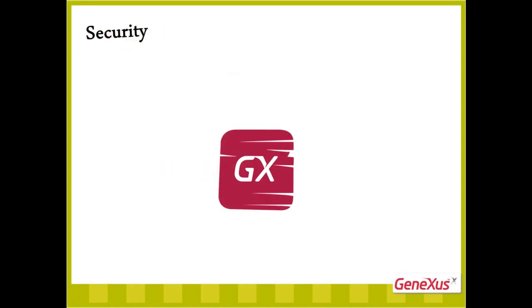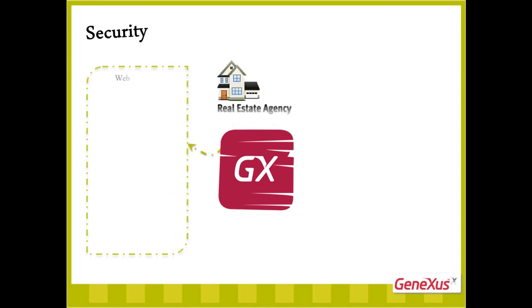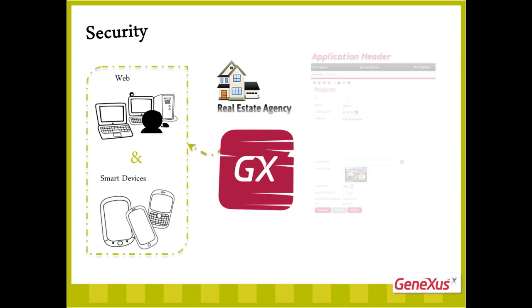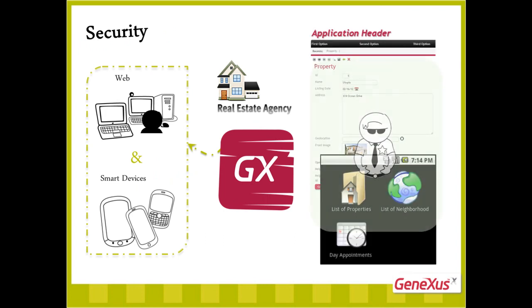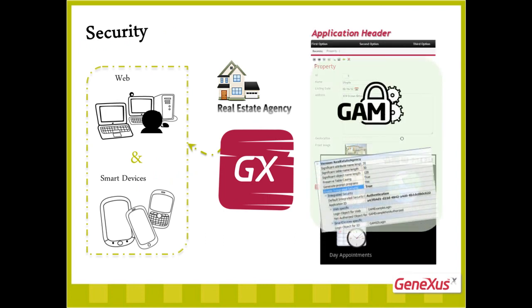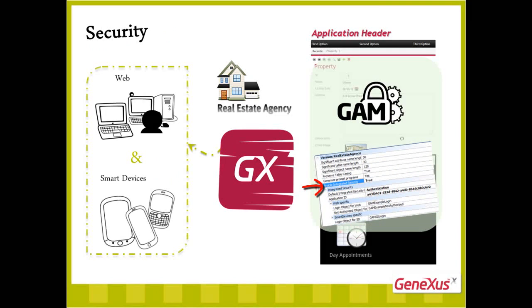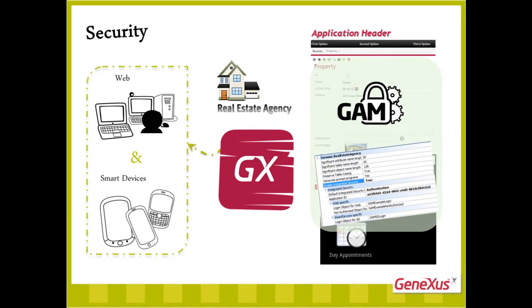In previous videos, we learned to build an application for a real estate office, which included a web section and a section for smart devices. Afterwards, we saw how the security of both applications could be solved through the GAM, GeneXus Access Manager, by configuring the property Enable Integrated Security with a value set to true at the version level.